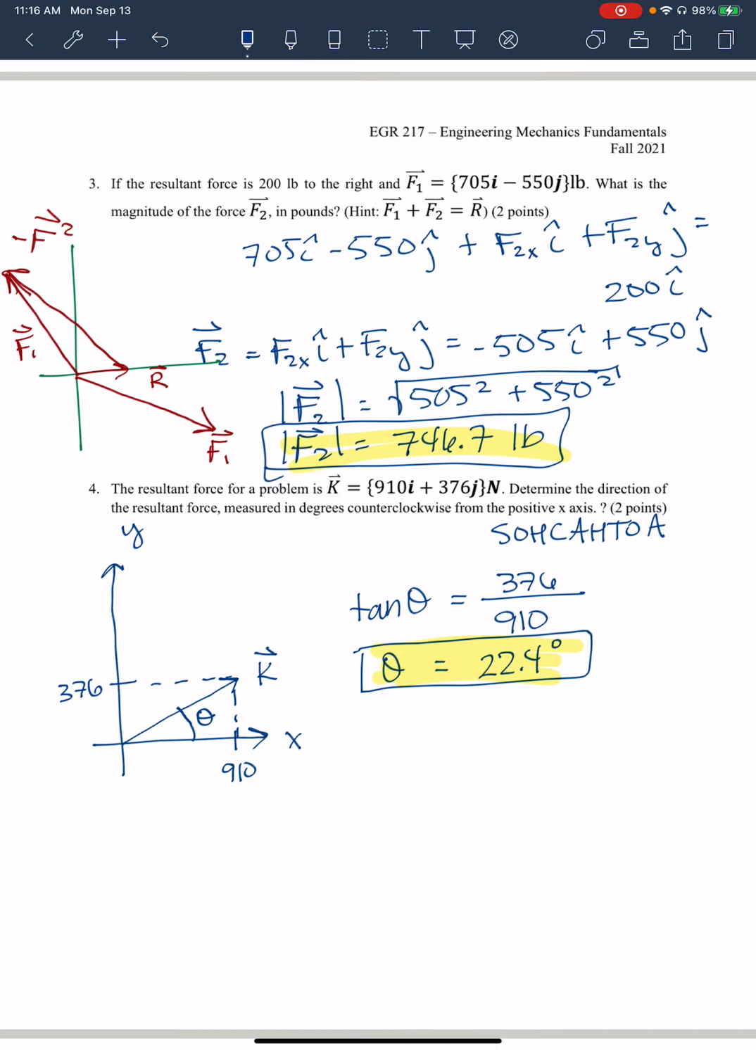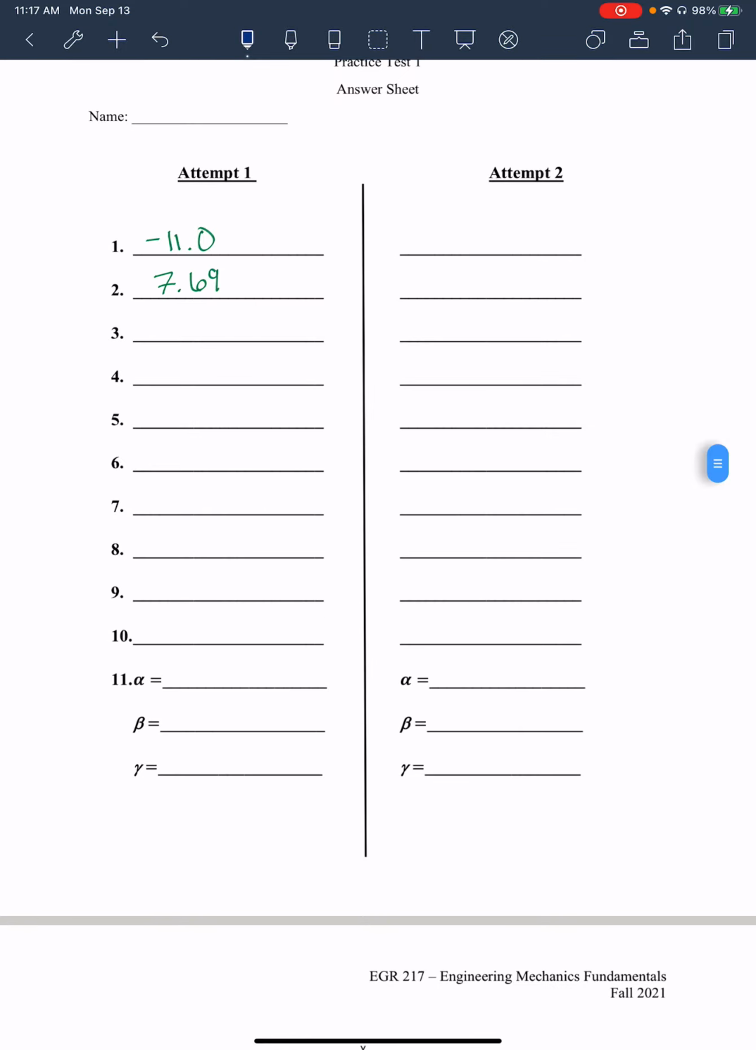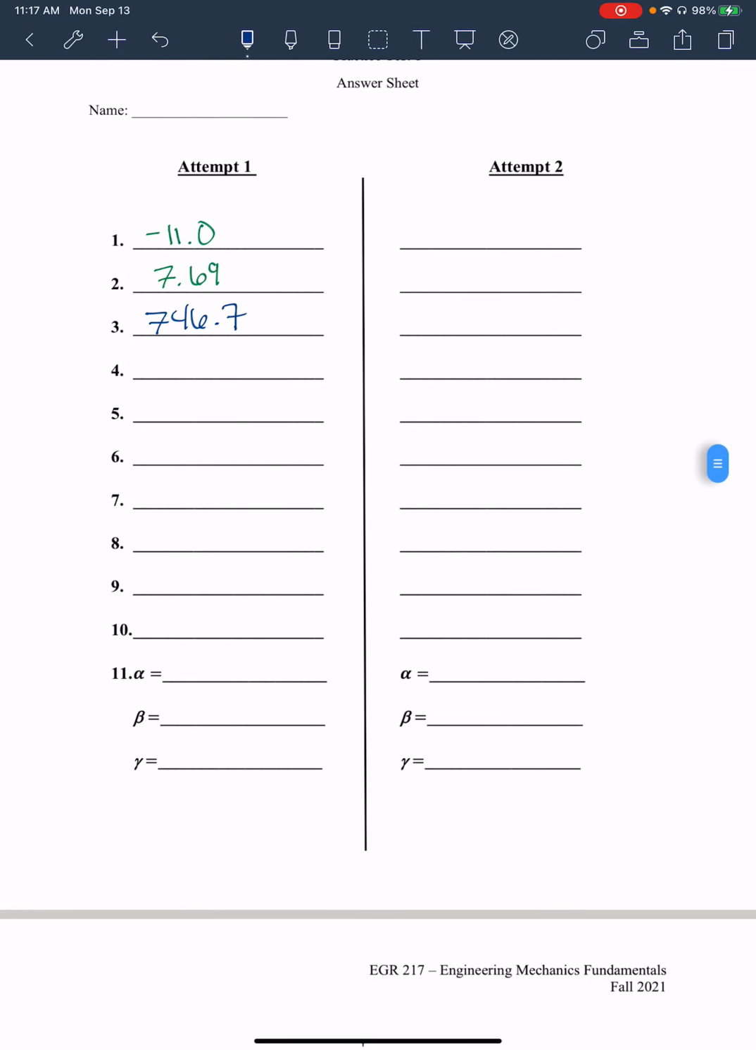So I'll go back and write those up. So question 3 was 746.7. And then question 4 is that 22.4 degrees.